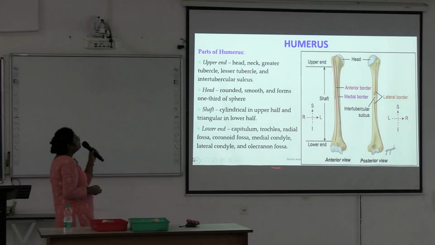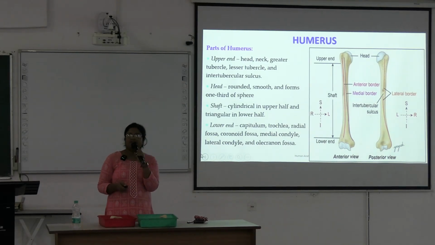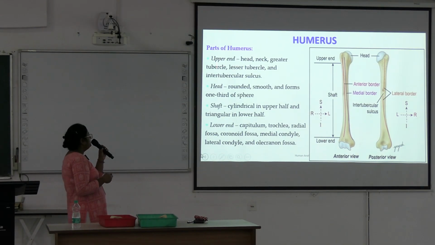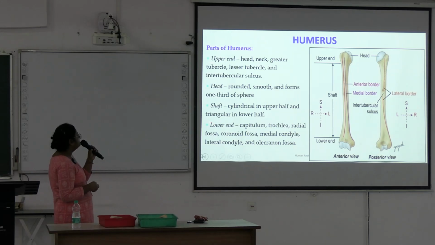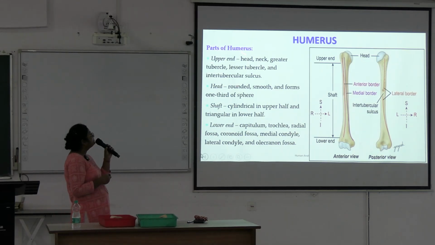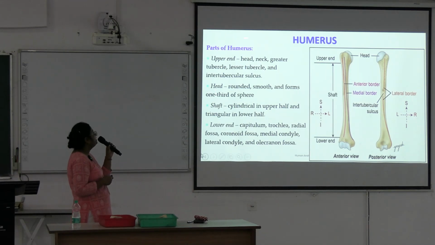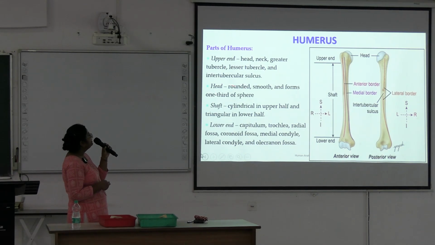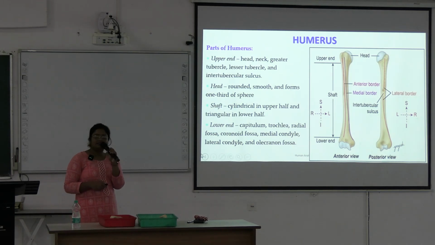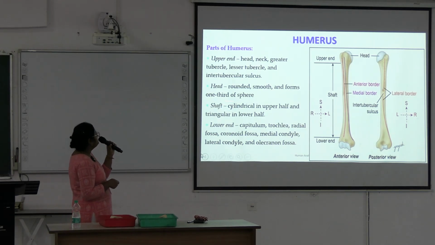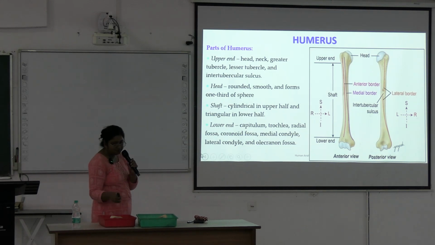Okay. So what are the parts of the humerus? It has an upper end, shaft and lower end. Head is also included in the upper end. So upper end has head, neck, greater tubercle, lesser tubercle and intertubercular sulcus. Head is rounded, smooth and forms 1/3 of a sphere.